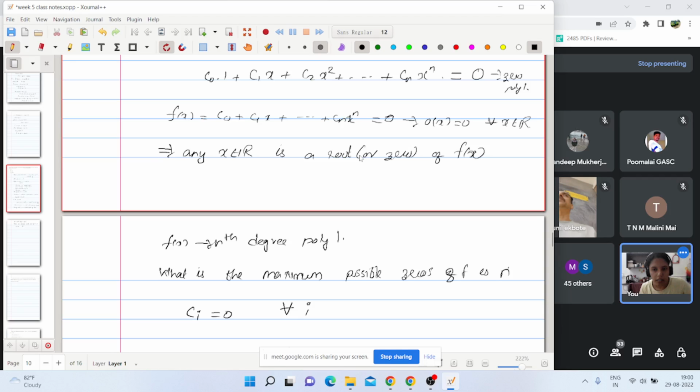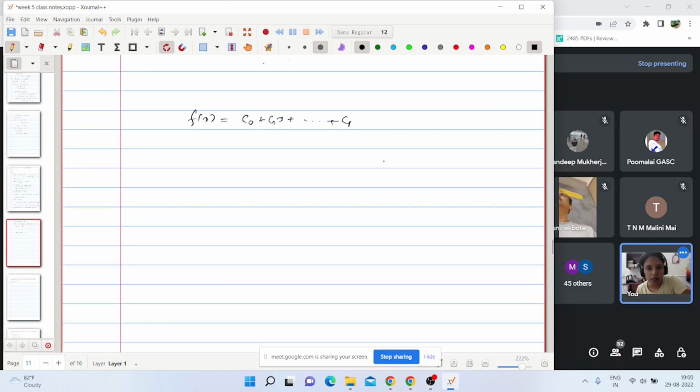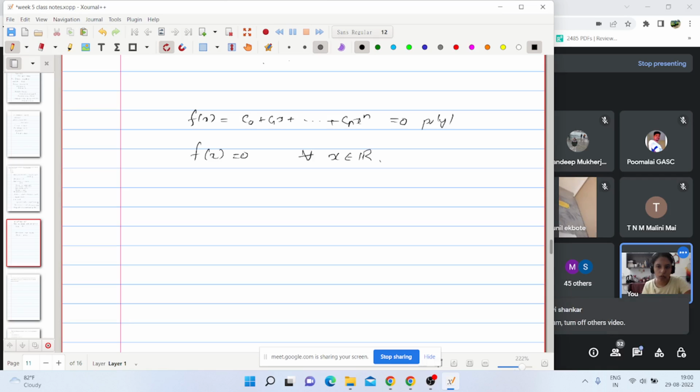Please mute. So this is our function, and we are equating this to 0. That means 0 function, 0 polynomial. That means f of 0 equals 0. f of x equals 0 for all x in R. Okay.